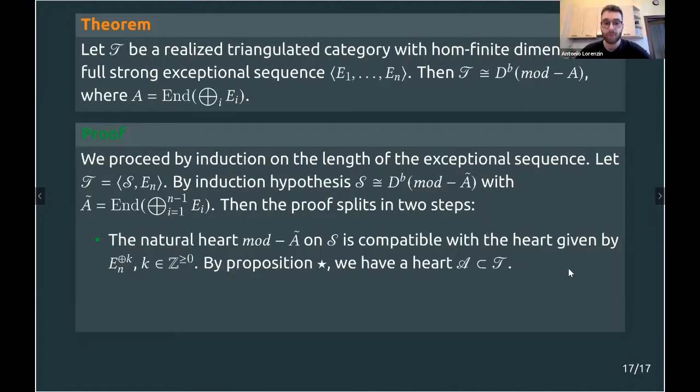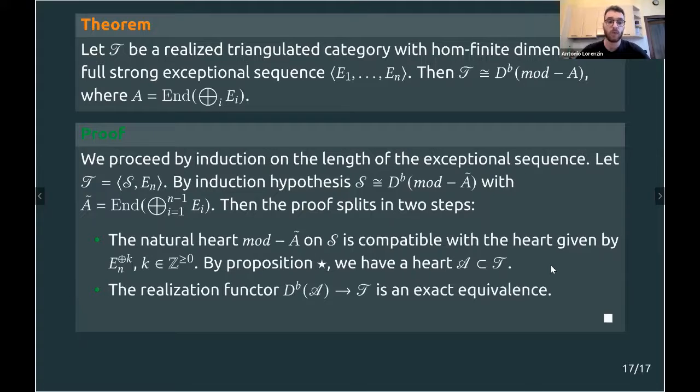And the next step is to use the fact that now we have a heart. So we want to use the fact that T is a realized triangulated category. And now we have a realization functor. In fact, this is proven to be an exact equivalence. This is not always the case. Actually, there are many hearts for which the realization functor is not an exact equivalence, even when you pick the nicest derived categories you want to think about. But in this case, with this construction and this induction, we actually get this exact equivalence, which concludes the proof.